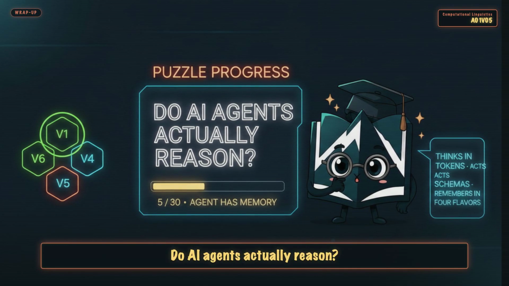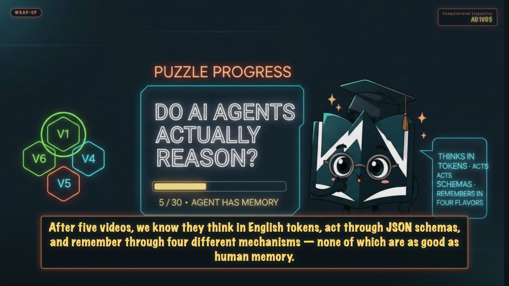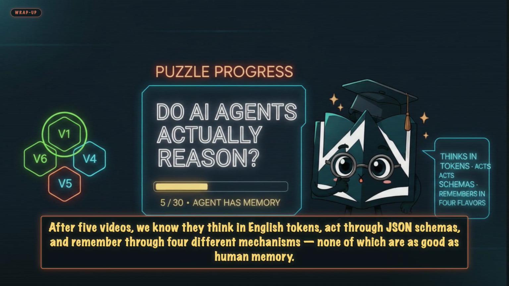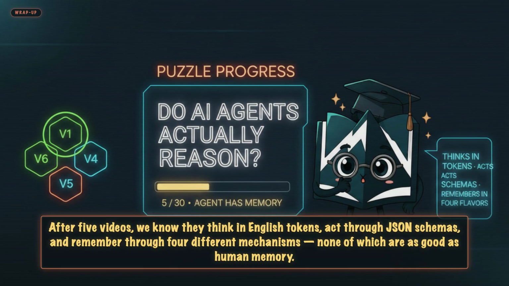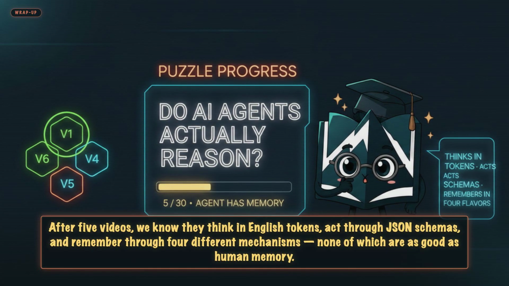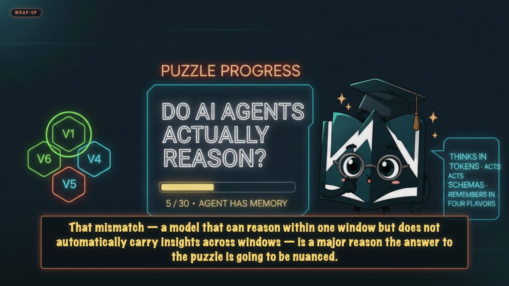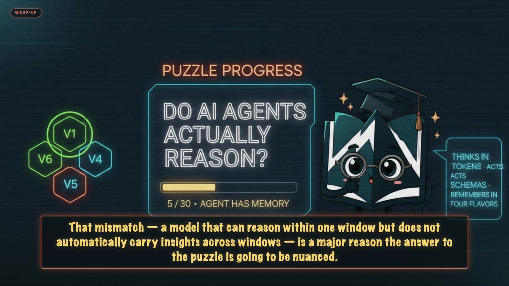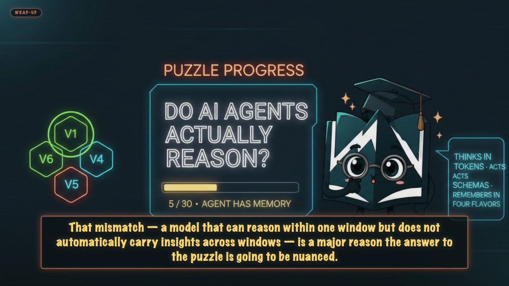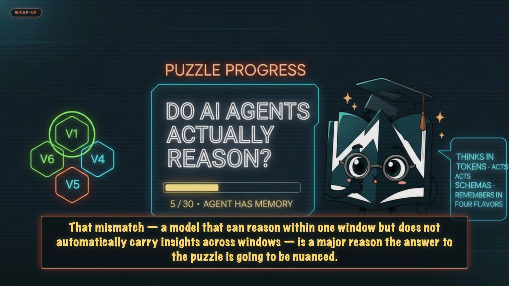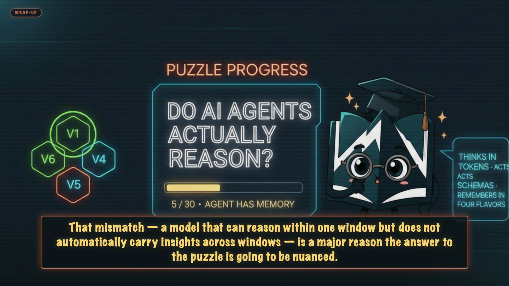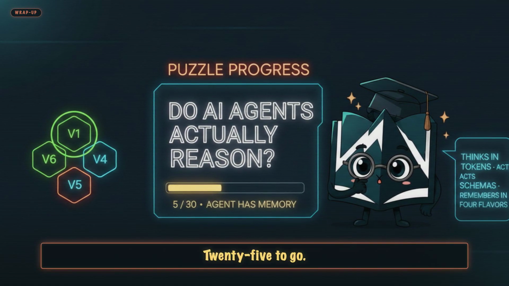Do AI agents actually reason? After 5 videos, we know they think in English tokens, act through JSON schemas, and remember through 4 different mechanisms, none of which are as good as human memory. That mismatch, a model that can reason within one window but does not automatically carry insights across windows, is a major reason the answer to the puzzle is going to be nuanced. 5 down, 25 to go.